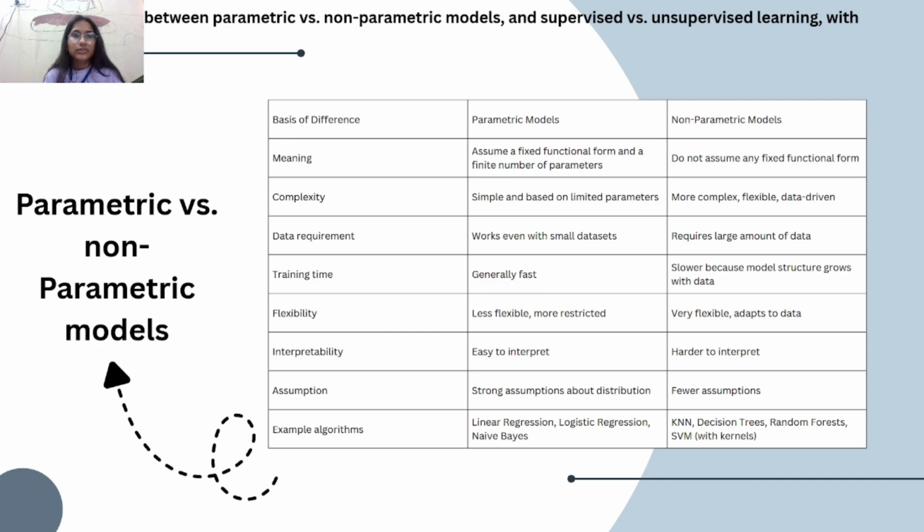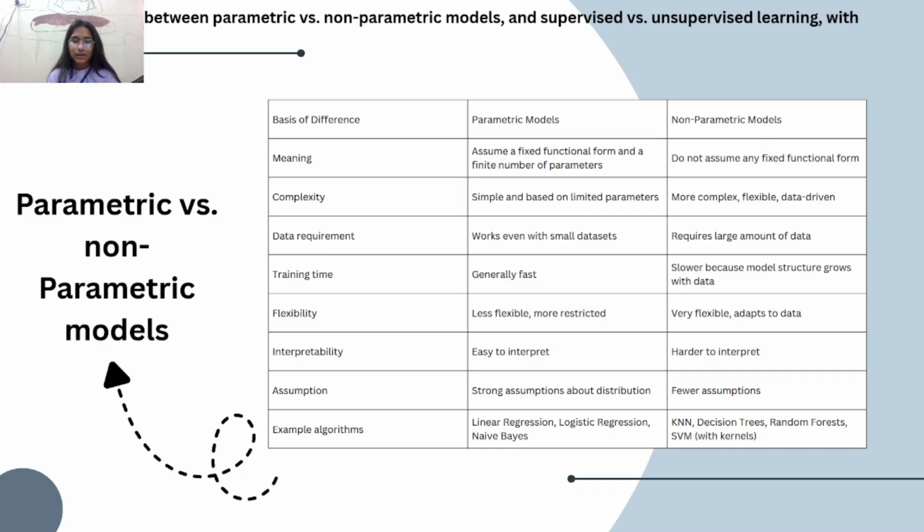Here, distinguish between parametric and non-parametric models, supervised and unsupervised learning with examples. So, what are parametric models? Parametric models assume a fixed mathematical form. That means we already assume the shape of the function before seeing the data. These models learn a finite number of parameters. So, what's the example? Linear regression, logistic regression, naive Bayes.